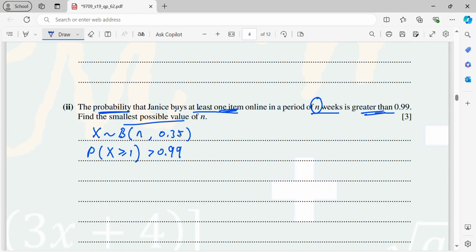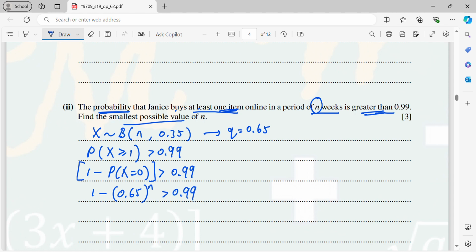Okay, so greater than or equal to 1 means 1 until n. So I will write P(X = 0) is greater than 0.99, which is going to be 1 minus P(X = 0). Now remember, P(X = 0) means no success, which means it will be all failures. So remember here, my q is 0.65, so it will be 0.65 to the power n, for n values, that is greater than 0.99.